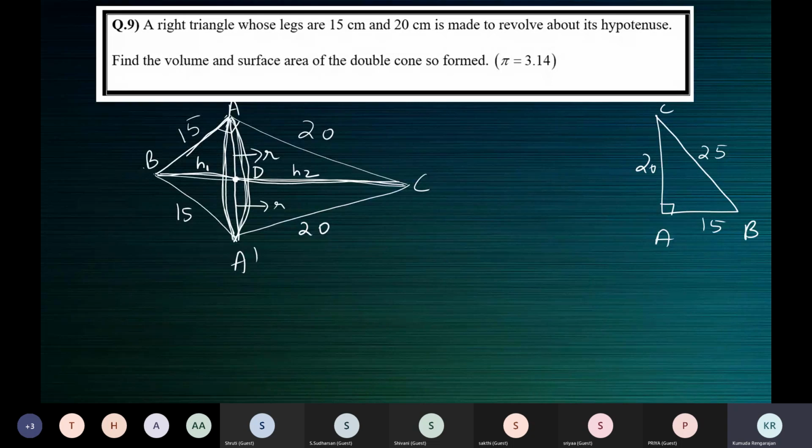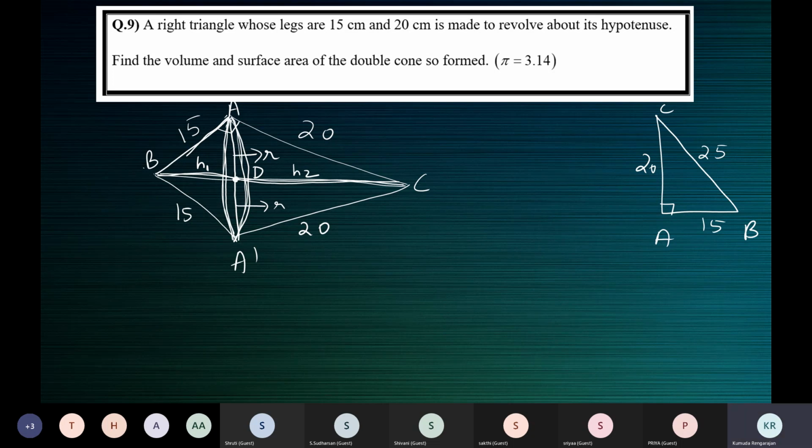CD is the height of the big cone. H1 is the height of the small cone. H2 is the height of the big cone. You don't have to find H1 and H2. You can find them, but you don't have to actually find them to answer this question: find the volume and the surface area of the double cone so formed.